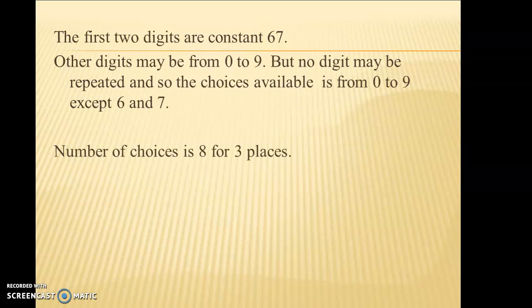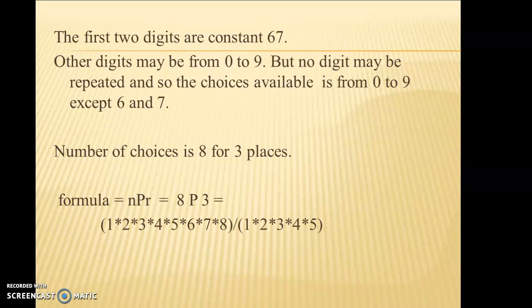So the number of choices is 8 for 3 places, because it is a 5-digit phone number and already 2 digits are decided, that is, the first 2 digits are 6 and 7. So for the other 3 places, we have only 8 choices. So what is the formula? Because we are not going to allow repetition, the formula is nPr, that is 8P3. You know the formula for 8P3: factorial of 8 divided by factorial of 8 minus 3, which is factorial of 5. So the answer is 6 into 7 into 8, that is 336.